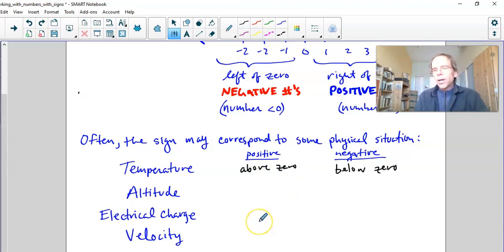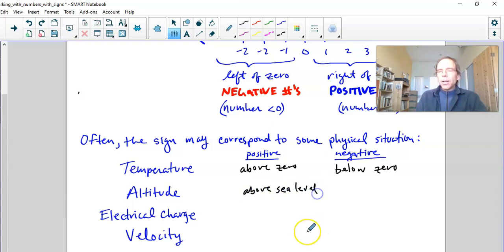How about altitude? Most altitudes are based on sea level, right? So you have above sea level, those would be numbers that are positive, altitudes that are positive, and then you could have negative altitudes, which are below sea level. So below sea level. My pen's not working good here. Sea level.